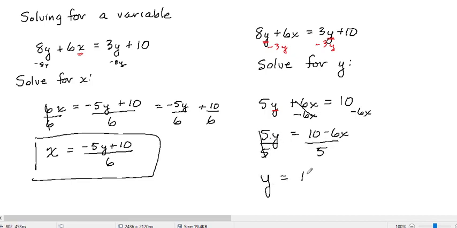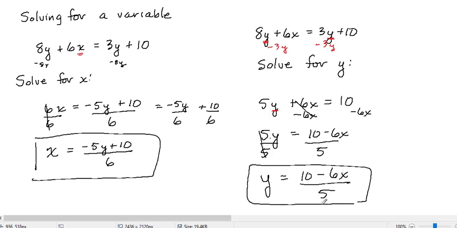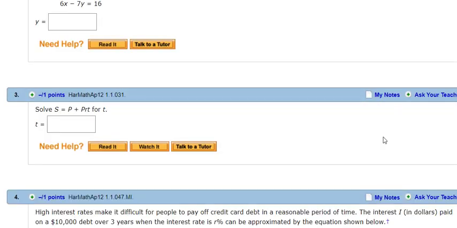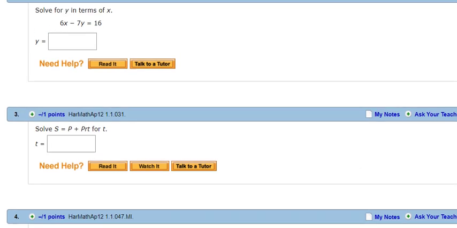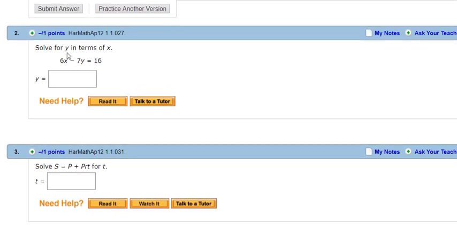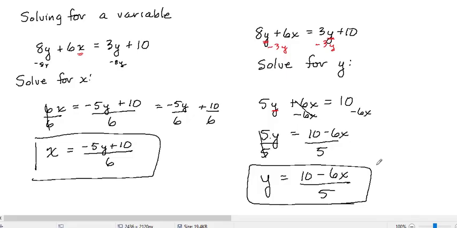Y equals 10 minus 6x over 5. Okay, going to WebAssign, you have two problems. Solve for y in terms of x. That means you want y by itself and x is on the other side. So here we have, this would be y in terms of x. It means y is by itself on one side and the other side only has x's in it.